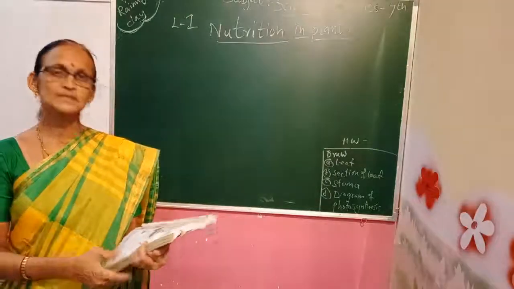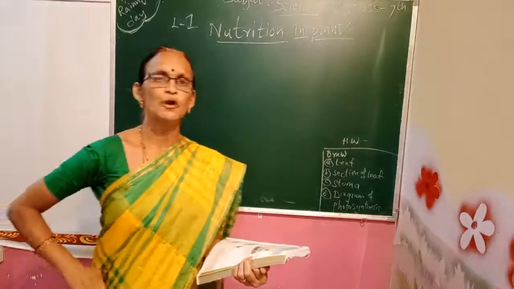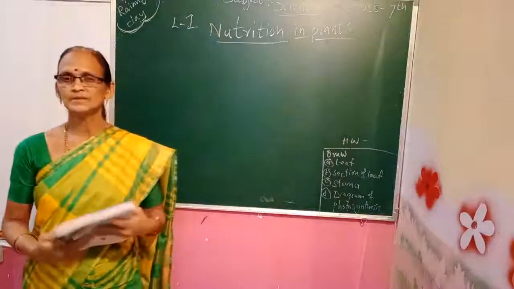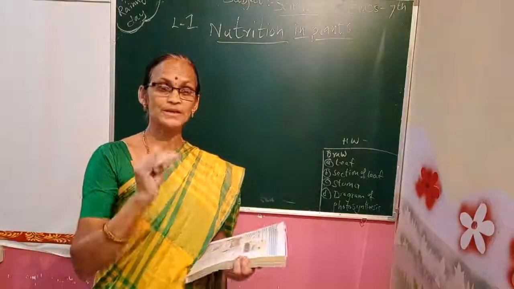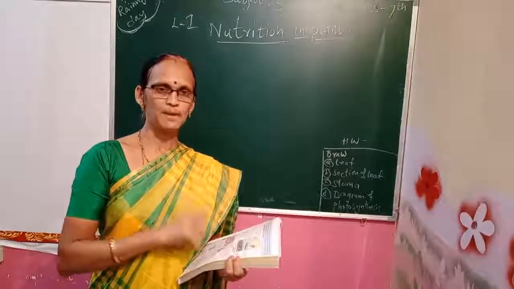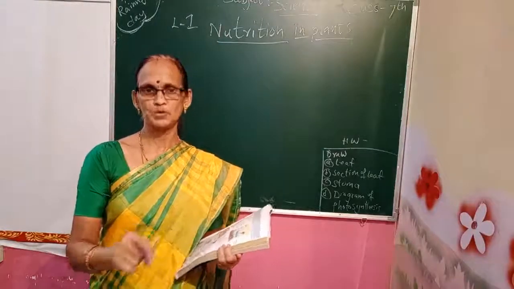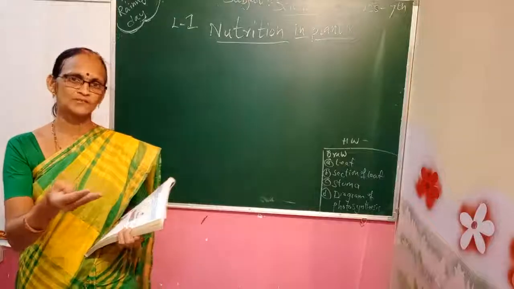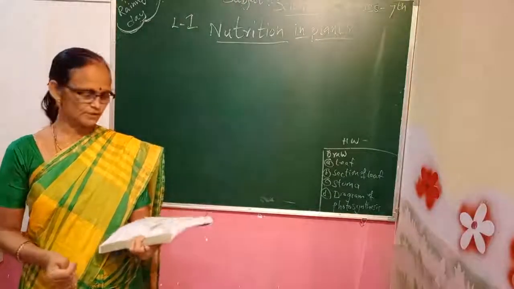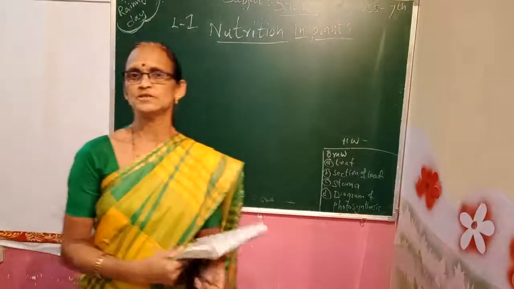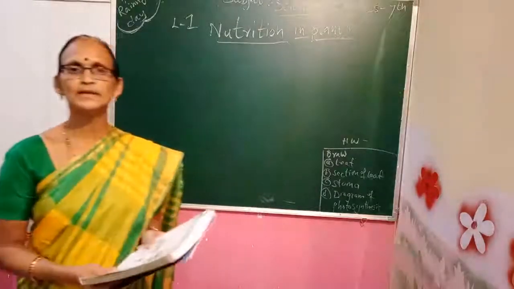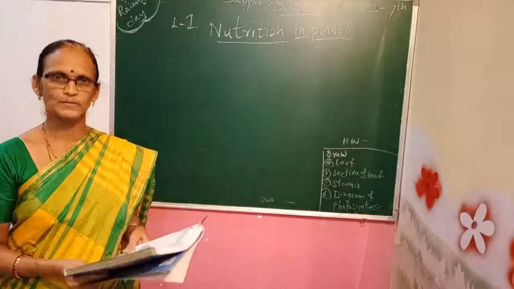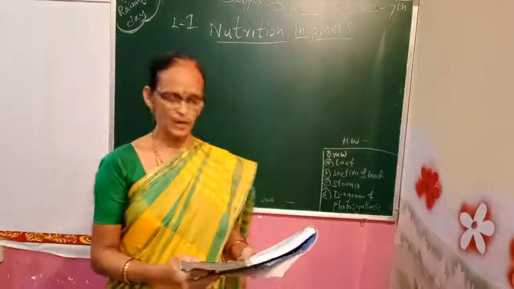Starch is called a carbohydrate. That starch part, that ganji, what we get when we cook rice, that is called starch. Like that, when plants prepare their food in the process of photosynthesis, starch is formed. That starch formed is called a carbohydrate. What is the starch present in the leaves called? Carbohydrates. Now let us go to activity number 1.